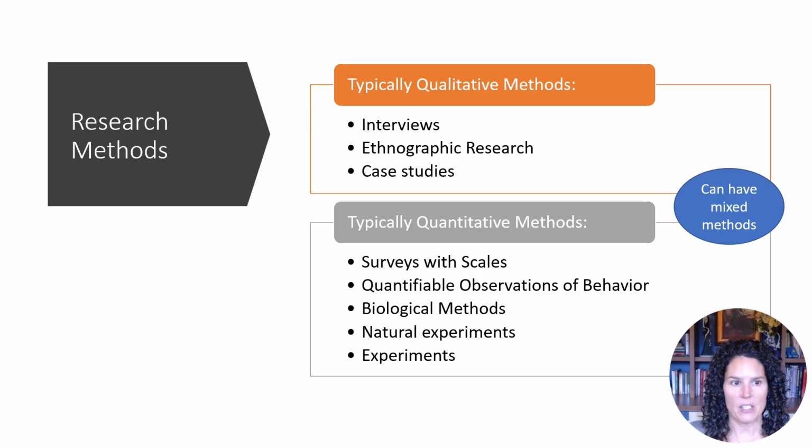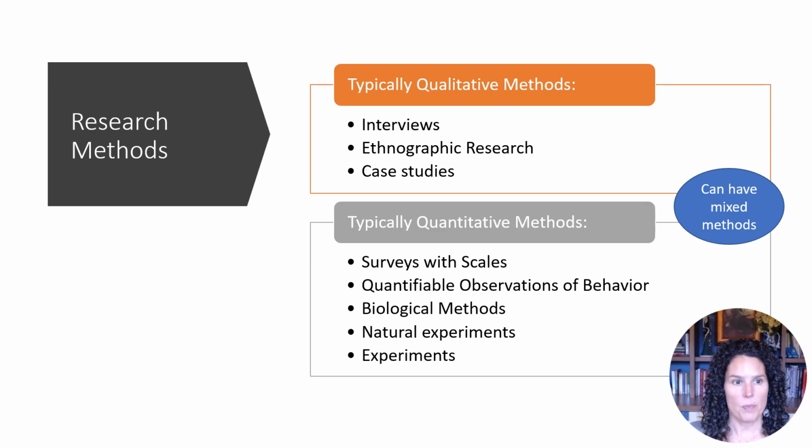For biological measurements, these are things like heart rate or blood pressure. Also, we're putting electrodes on people's heads and measuring brain activity. Those would all be examples, and we do that in HDFS too. And then we have natural experiments or experiments, and these can be done using observations or scales too. It can all be combined.